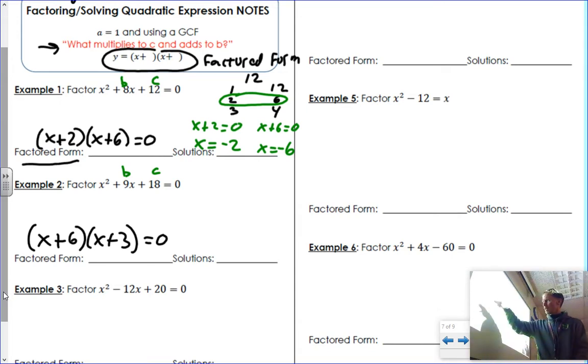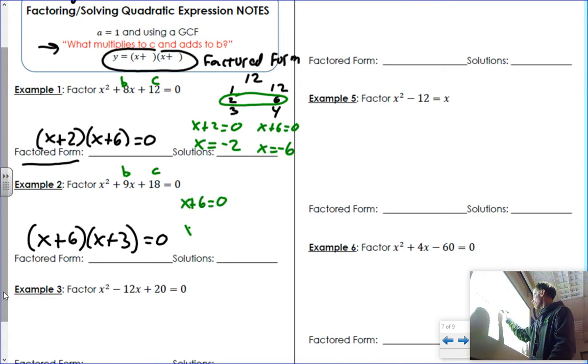And remember, you can always check this too. If you do FOIL or the box method, you can multiply those guys together and go back and double check that you get the same answer that you started with. Okay? Once you have it factored, find the solutions.